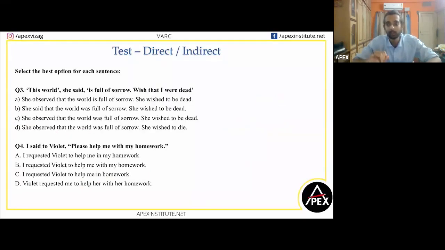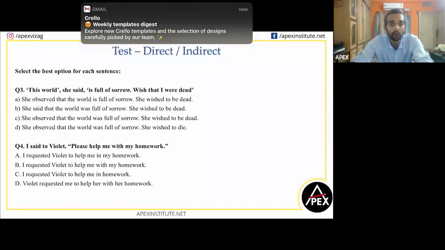Let's try this one. This world, she said, is full of sorrow. Let me once try writing, because I just put it. Yeah, it's not working properly. Don't worry. So what will be the answer for the third question? This world, she said, is full of sorrow.